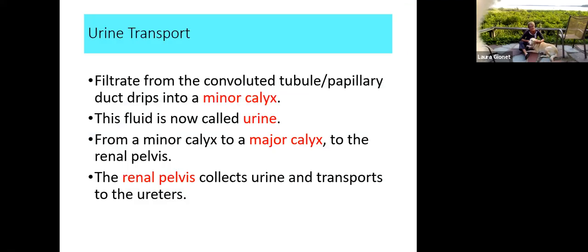Okay, urine transport. Filtrate from the convoluted tubule goes into the papillary duct and drips into a minor calyx. Minor calyxes merge to form major calyces, and they merge to form the renal pelvis. The renal pelvis collects urine and transports it to the ureters. This fluid, once it passes from the nephron into a minor calyx, we refer to as urine.